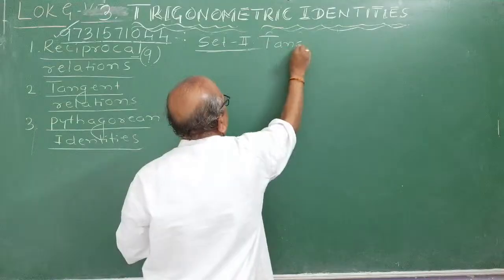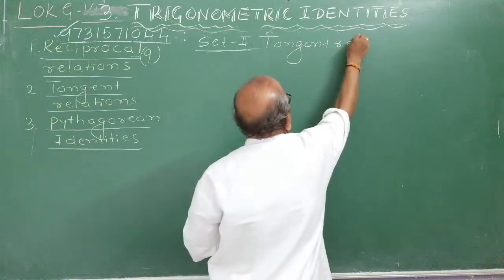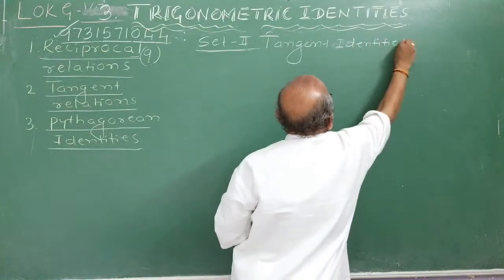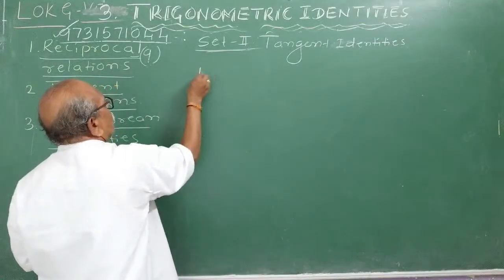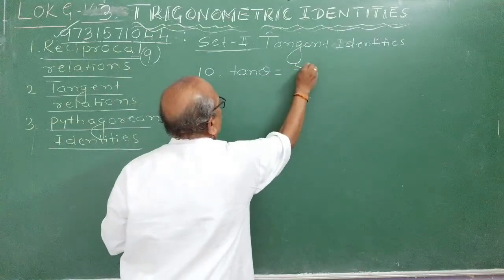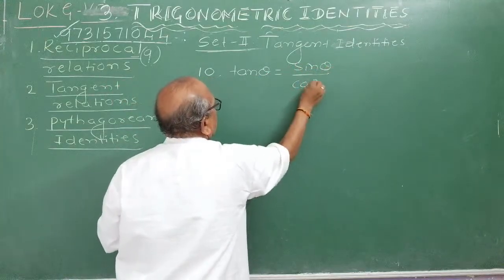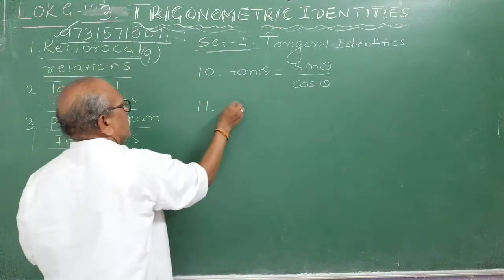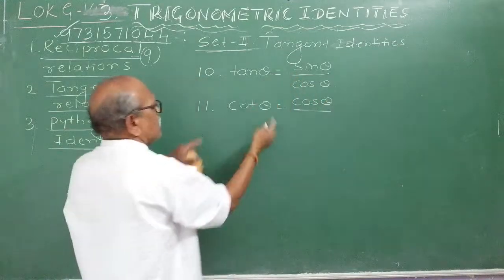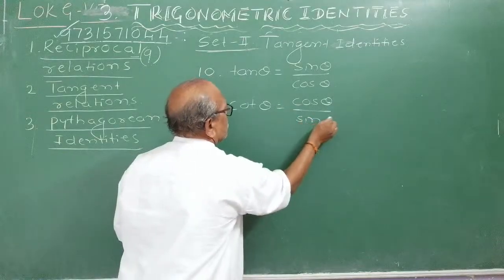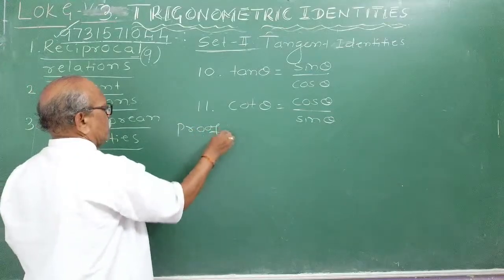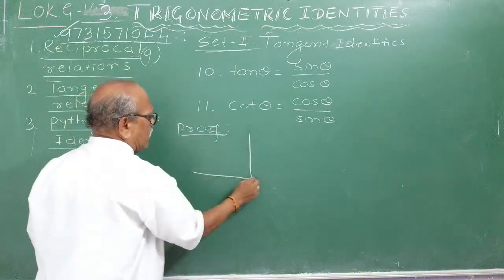Okay, move on to the second set, tangent relations. Observe. Tangent relations or tangent identities. Formula number 10: prove that tan theta is equal to sin theta upon cos theta. 11: cot theta, the reciprocal of tan theta, is cos theta upon sin theta. Now suppose that you are asked to prove this. For class 10 students, you can simply prove it like I just did.